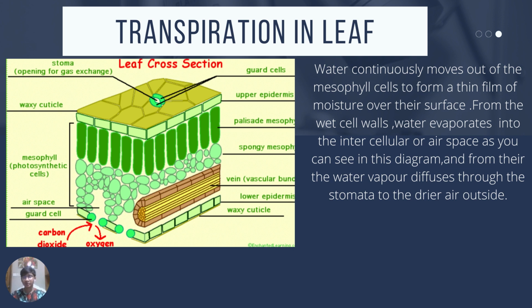So what will basically happen during transpiration is that water continuously moves out of the mesophyll cells. You should think like the xylem has already supplied these cells with water, and water is now continuously moving out of the mesophyll cells to form a thin film of moisture over the cell wall of the mesophyll cells. From the wet cell wall, the water evaporates into the intercellular space or air space, as you can see in this diagram, and from there the water diffuses through the stomata into the drier air outside.